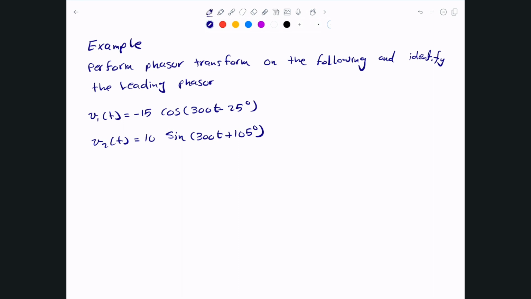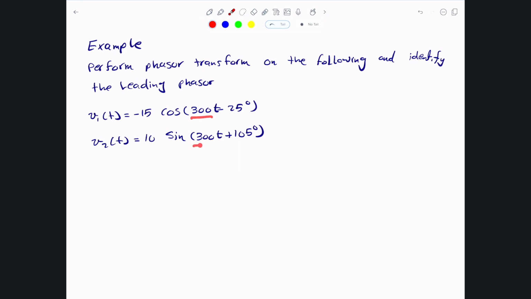Let's assume that you got a circuit with a couple of voltages, V1 and V2. You were told that V1 is represented as a negative cosine, and V2 is a positive sine. You were told to move both of them to the phasor domain and identify which one is leading. Again, convention says we first need to convert everything to cosine, but before we do the conversion, I need to make sure that both of them are operating at the same frequency, and they are. If they're not, you cannot compare them, because one will be rotating at a faster speed than the other, so the phase difference and everything will change with time.